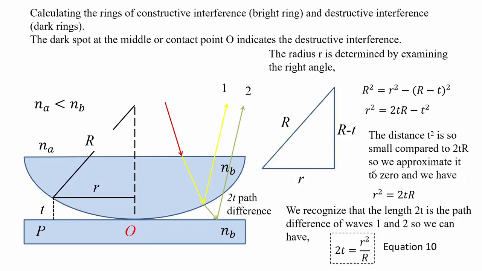Calculating the rings of constructive interference, the bright rings, and destructive interference, the dark rings. The dark spot at the middle, or contact point O, indicates destructive interference. The radius r is determined by examining the right angle as shown by the equation here. The distance t squared is so small compared to 2tr that we can approximate it to r squared equal to 2tr. We recognize that the length 2t is the path difference of waves 1 and 2, so the value of 2t is given by equation 10.